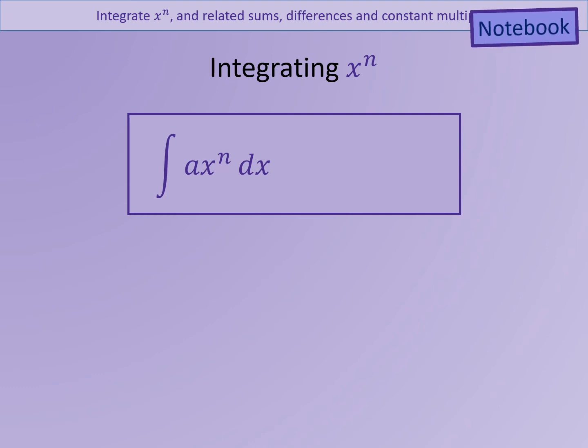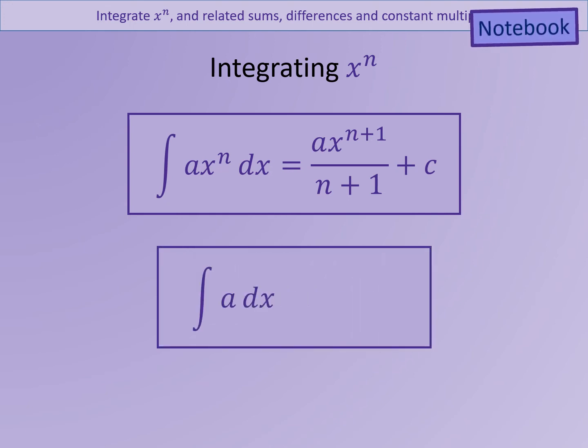So here is my expression ax to the power of n. What would happen if I integrate with respect to x? I will get the following. So I've raised the power by 1, and then I've divided through by the new power. And don't forget the plus c. If I have a number on its own, like the integral of 5, integral of 6, integral of -2, then as we've just seen on the previous slide, we will end up with ax plus c.